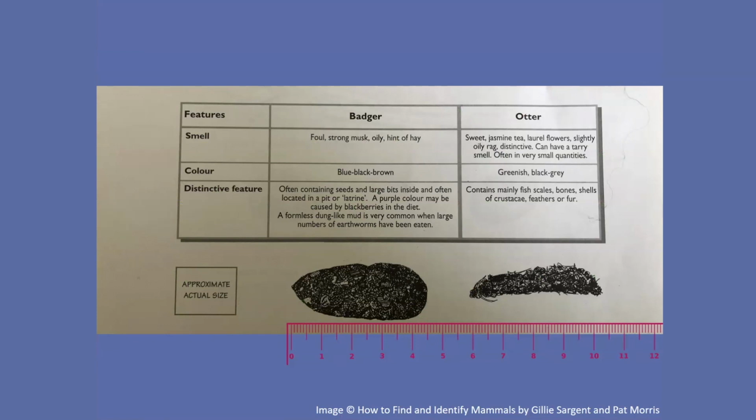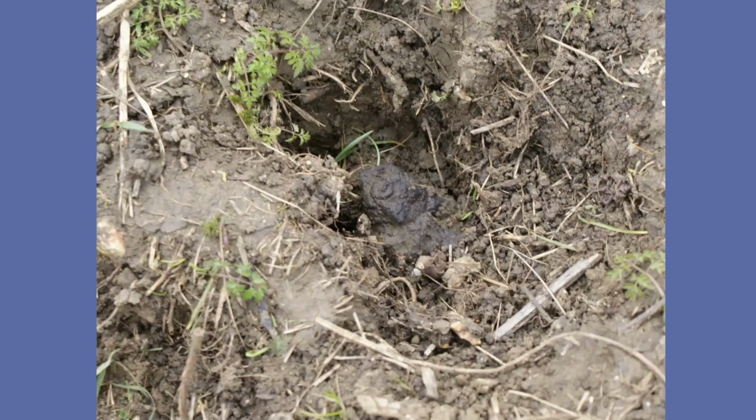Some other droppings that you're likely to come across in our area: badger and otter. Quite often in books you will see badger droppings described as this large pellet. I have to be honest, I have never come across any truly well-formed badger droppings. This is quite often what you will find.